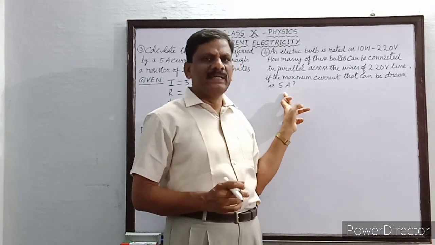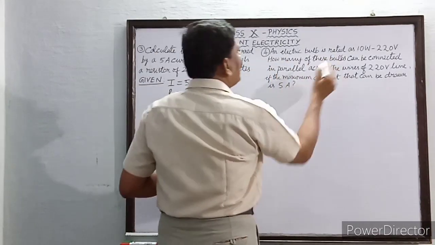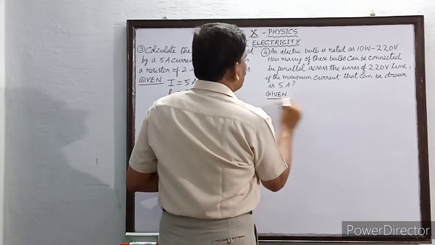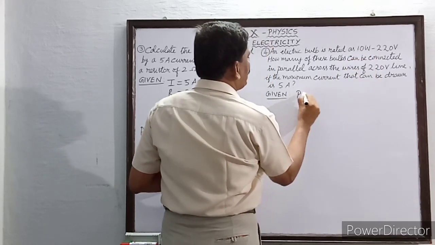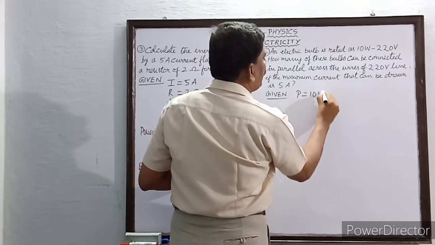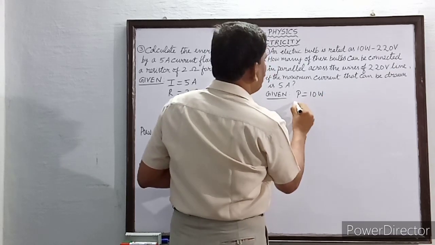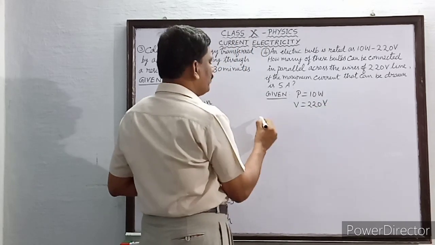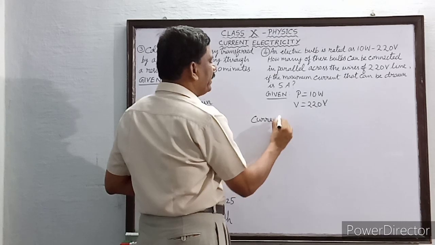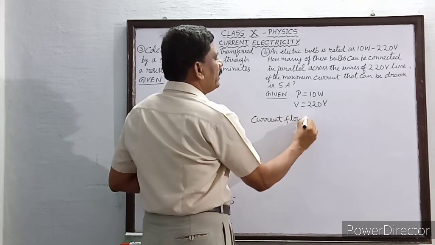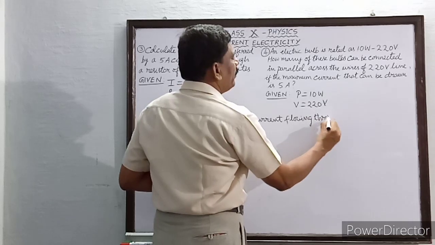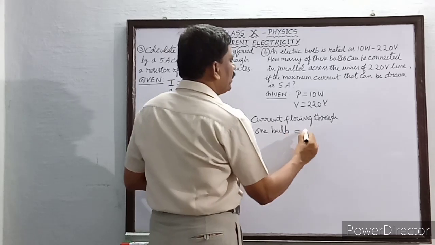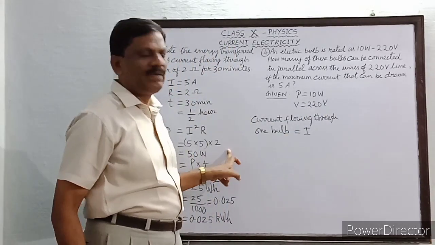5 ampere. Okay. Now first we will see, for one bulb, what are all the given quantities we will write. The power is given as how much? 10 watt. And the voltage V is given as 220 volt. So what is the current flowing through the bulb? Current flowing through one bulb is equal to I.